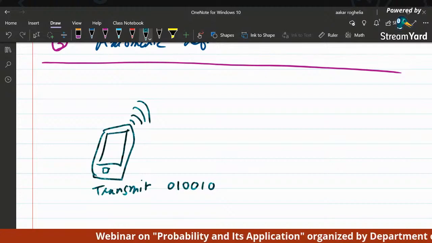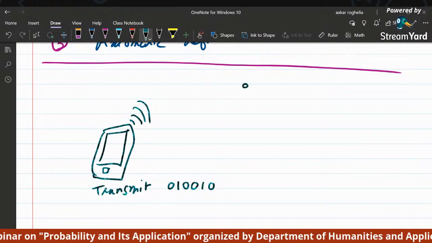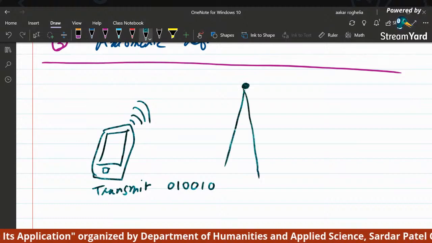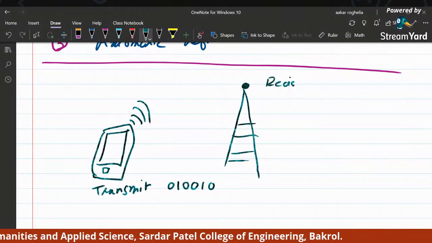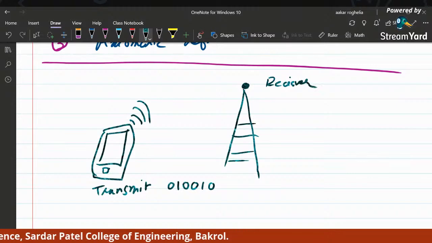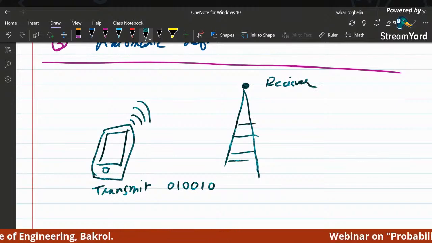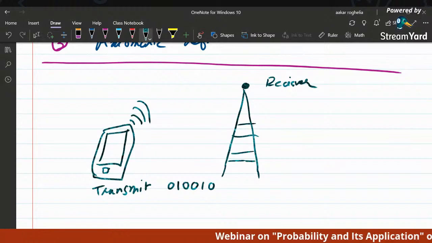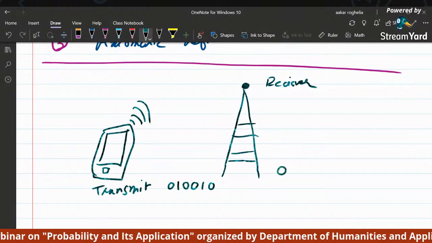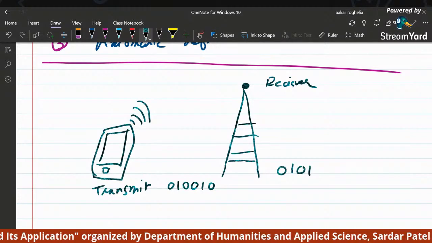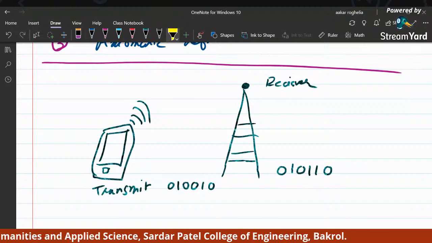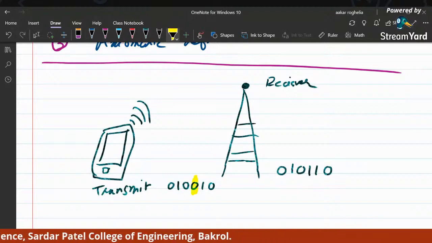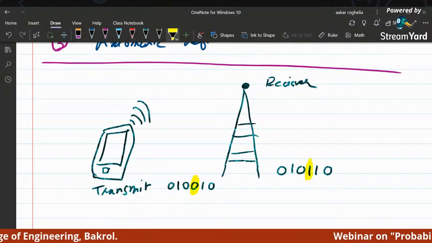But what happens is this is to be received by something. So let us say that there is one mobile tower which is receiving. So this is our receiver. We can say that it is a mobile tower also. The received sequence that you are getting is like 0, 1, 0, 1, 1. So what happens here is that the fourth digit, this 0, is now transmitted as 1.